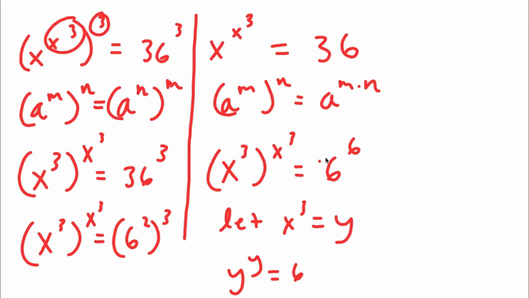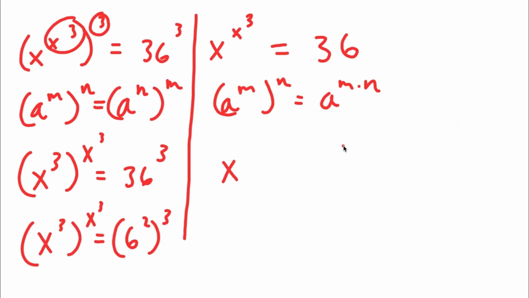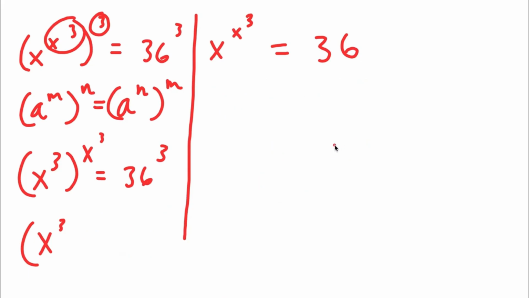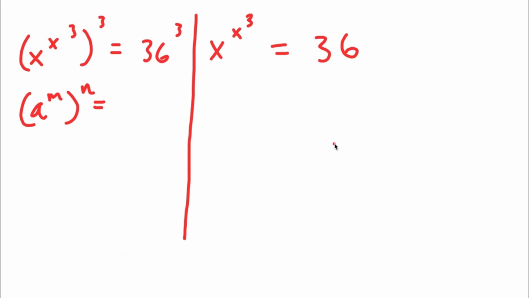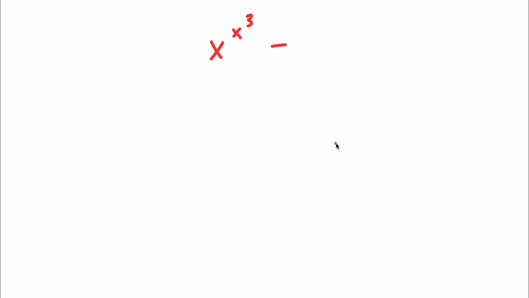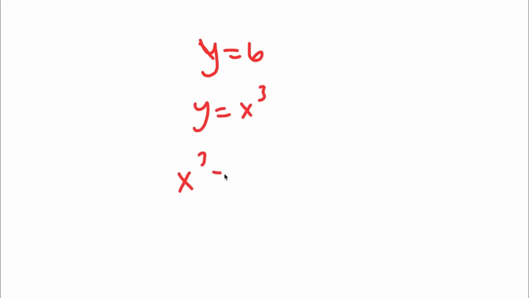So now I'm going to go ahead and clear up some space. So now I have y equals 6. However, remember that y is also equal to x to the power of 3. So now I have x to the power of 3 is equal to 6. So now to solve this, I'm going to take the cube root on both sides.